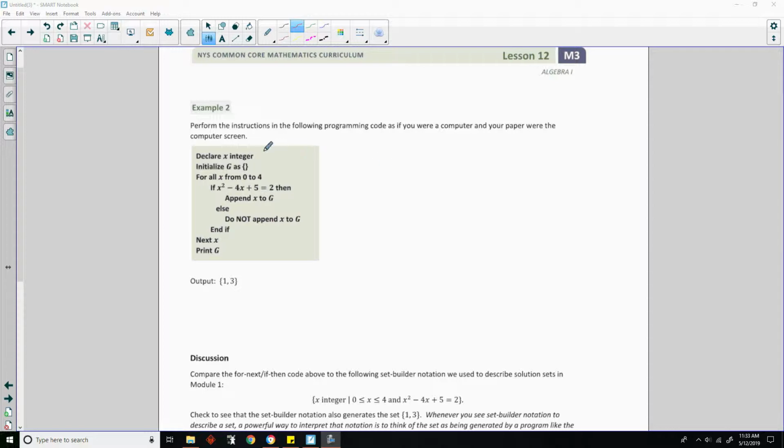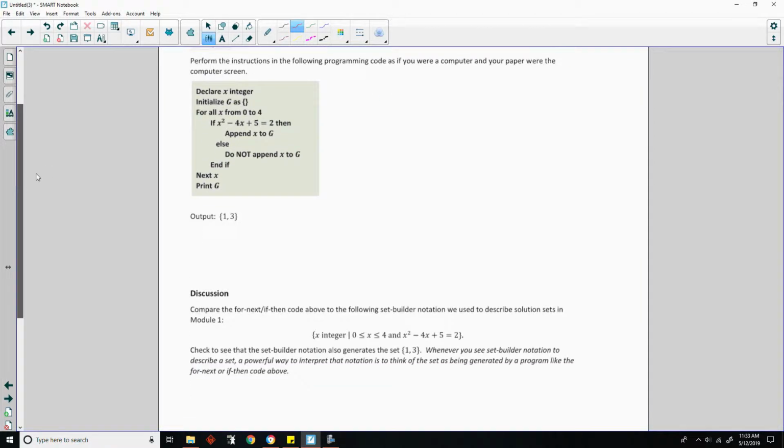Okay, page 2, example 2. Perform the instructions in the following program code as if you were a computer and your paper were the computer screen. Declare x to be an integer. Initialize g as the empty set. For all x from 0 to 4, if x squared minus 4x plus 5 equals 2, then append x to g, else do not append x to g. And if next x, print g. Okay, and the output was the set 1, 3.